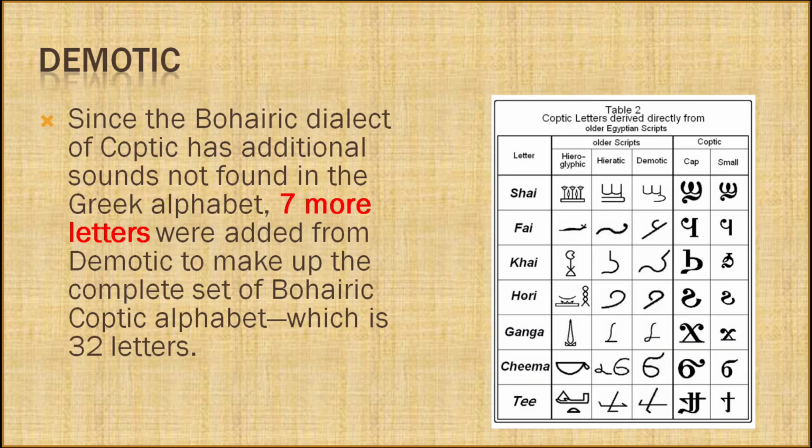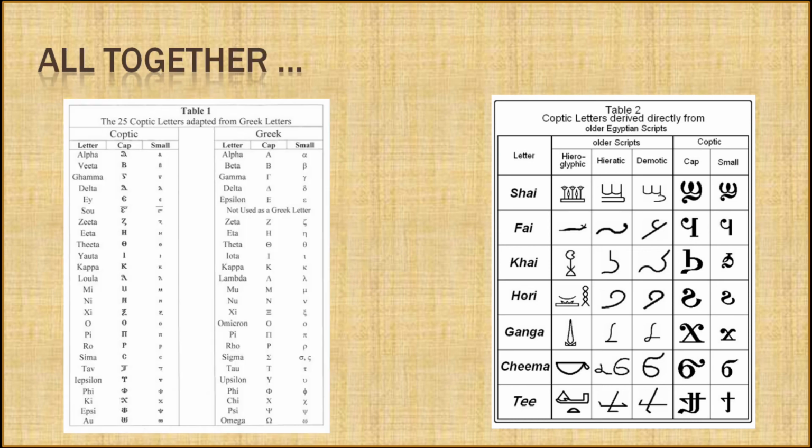Since the Bohairic dialect of Coptic has additional sounds not found in Greek, to be specific 7 sounds, we added 7 letters from Demotic, and that makes up a complete set of the Bohairic Coptic alphabet, which is 32 letters. So you put it all together: you get 24 from Greek, the number 6 letter Su, and the last 7 from the Demotic, for a total of 32 letters, and that's the Coptic alphabet.